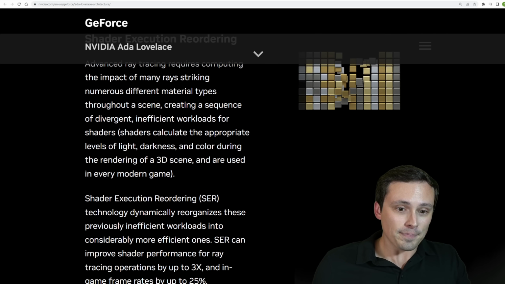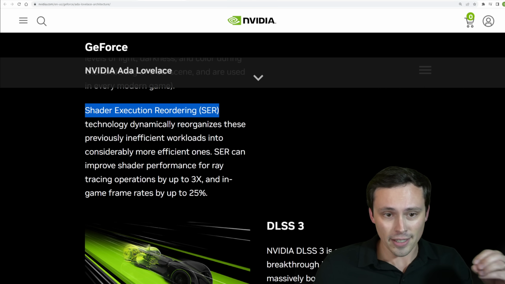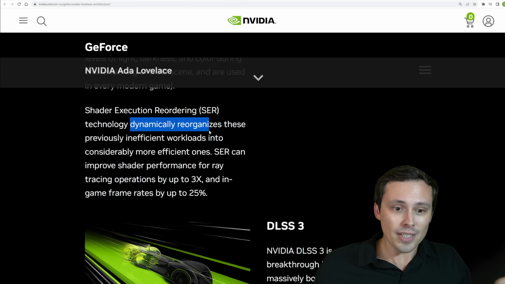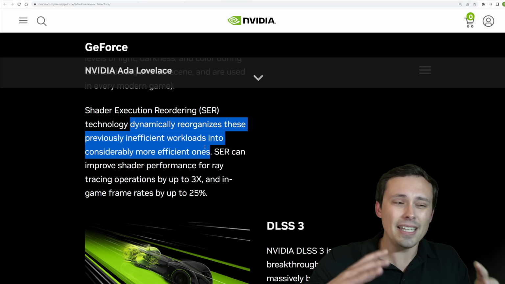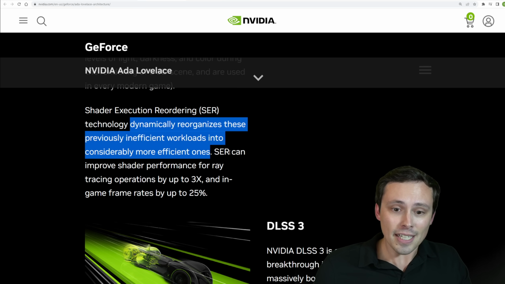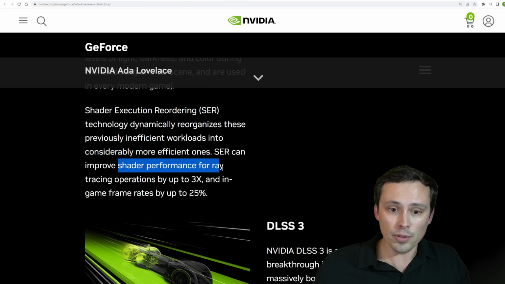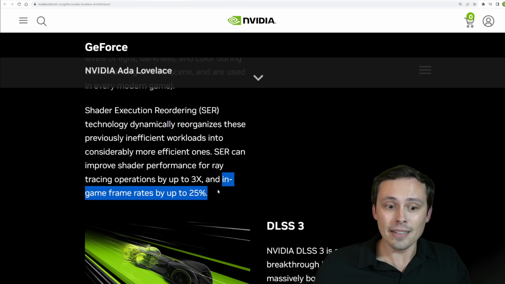So basically they're saying that shader execution reordering dynamically reorganizes previously inefficient workloads into more efficient ones that are easier to parallel process, which is what GPUs are good at. And they're saying that this can improve shader performance for ray tracing operations by up to 3x and in-game frame rates by up to 25%.